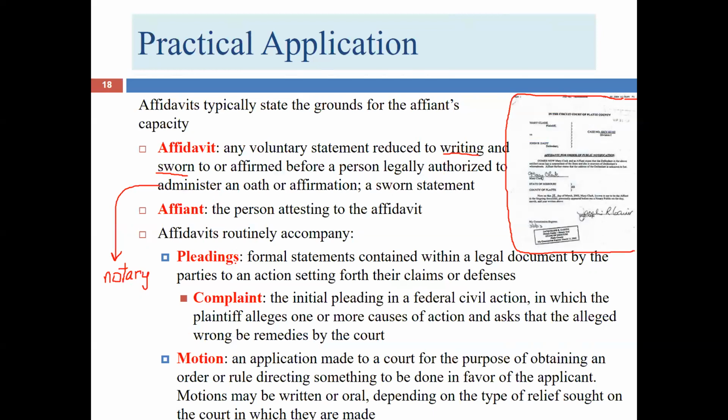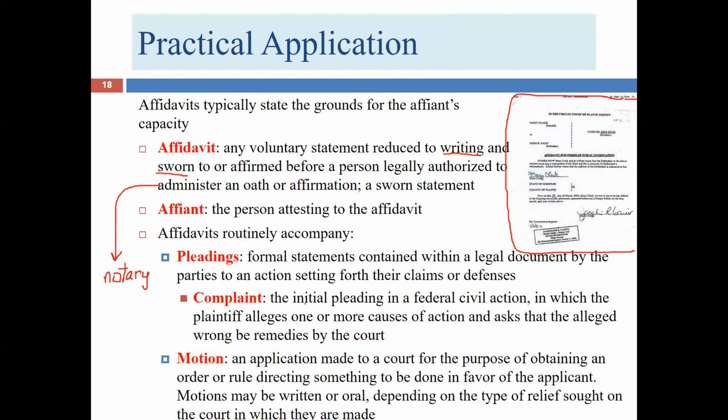But here's a little refresher about what a pleading is. It's a formal statement contained within a legal document by the parties to an action setting forth their claims or defenses. And then, of course, the initial pleading is the complaint. This is what we call the first document filed in federal court. Of course, our name for this in state court is petition. But it's the same thing.